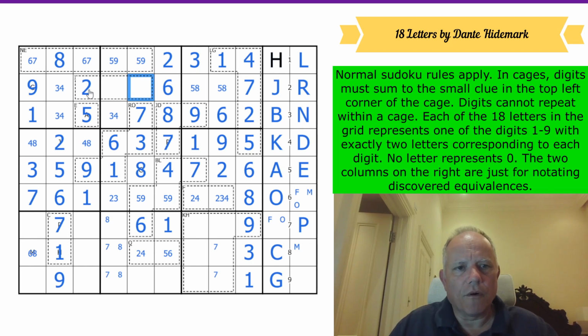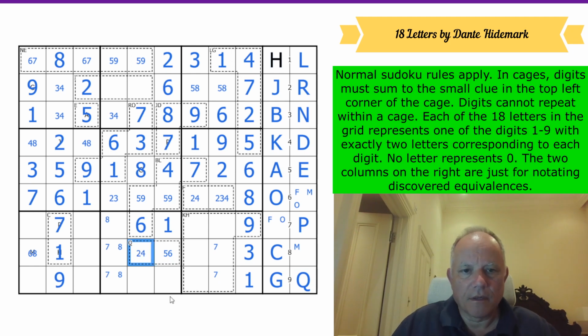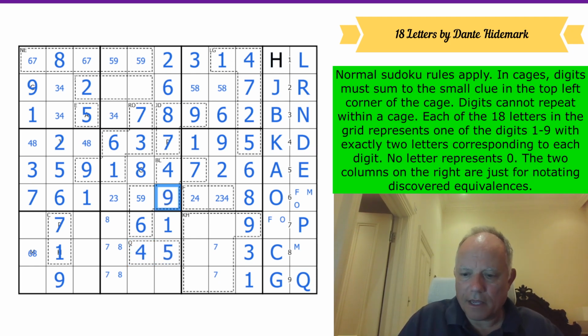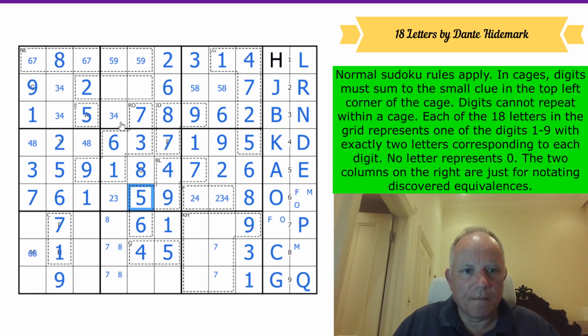And therefore, Q is the only thing left that can be 9. Yes, it is. This notation was worth doing. That's a Q. Q is 9. That is a 4, 5 pair as a result. And that might actually get us home.